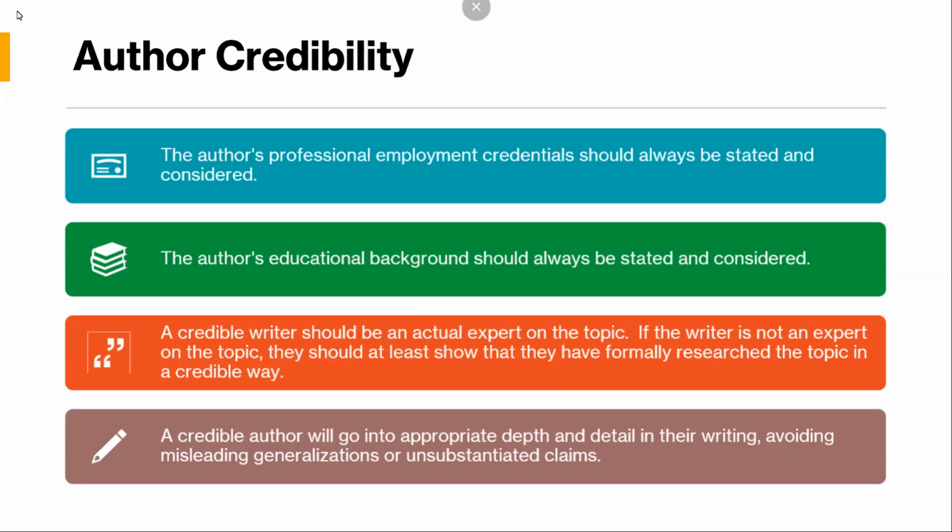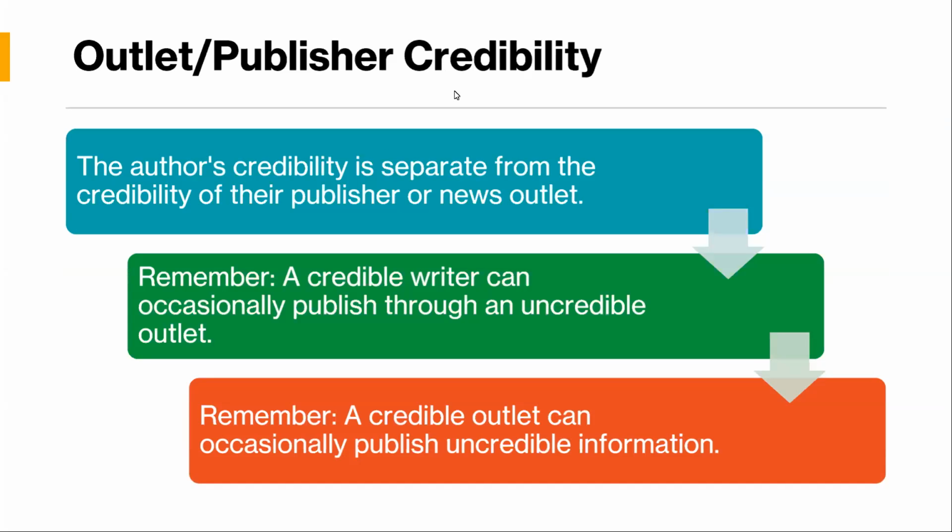So again, the author credibility is an obvious major main point of credibility, but the author's credibility is separate from the credibility of the publisher or the news outlet that they publish their writing through. So you can have a credible author that publishes through a non-credible outlet or publisher, and you can have a credible outlet or publisher that publishes non-credible writing. So that's why we have to examine the credibility of the publisher and the author separately.